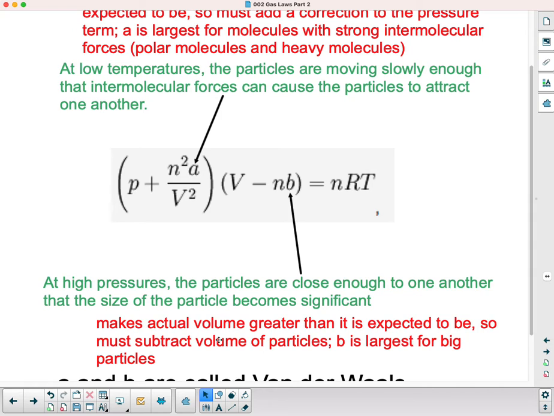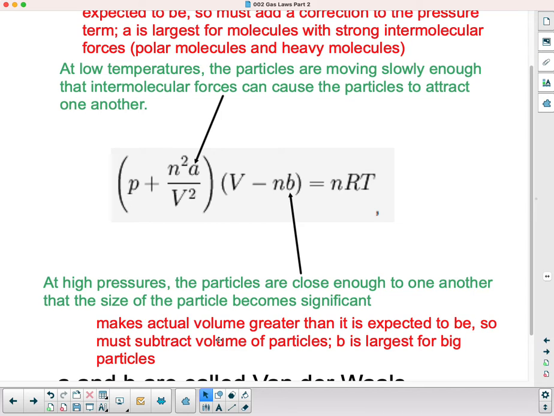Like I said, not something you're going to necessarily need for this class, but when you run across it later in life, I want you to just be aware that when they have to make very, very precise calculations about gases, they do have a way to correct for the type of gas, the amount of space it occupies, and how well it sticks together.